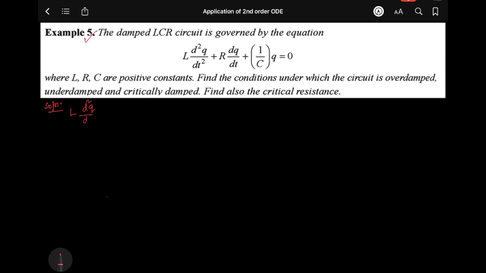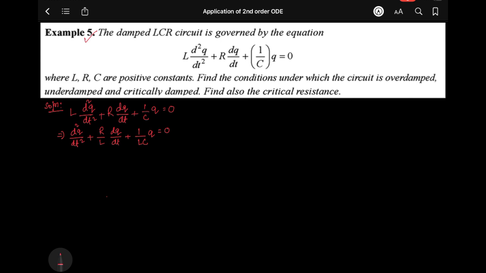L d2q dt2 plus R dq dt plus 1 by C q is equal to 0. So this is a homogeneous equation. L, R and 1 by C, these quantities are positive constants, it is given. So d2q dt2 plus R by L dq dt plus 1 by L into C q is equal to 0.